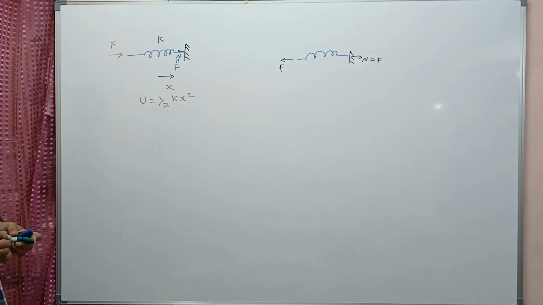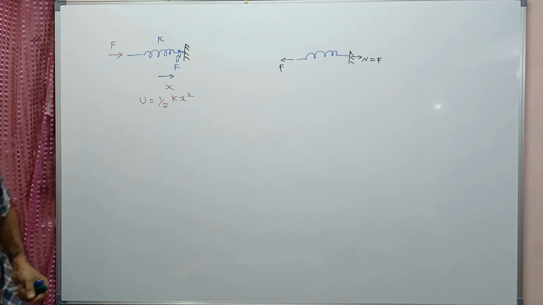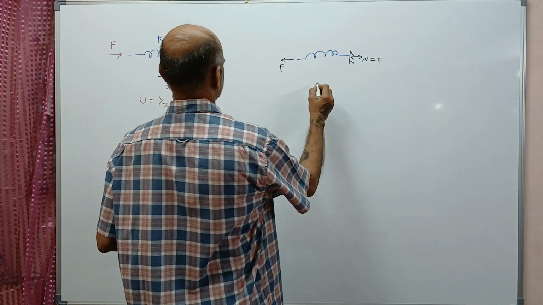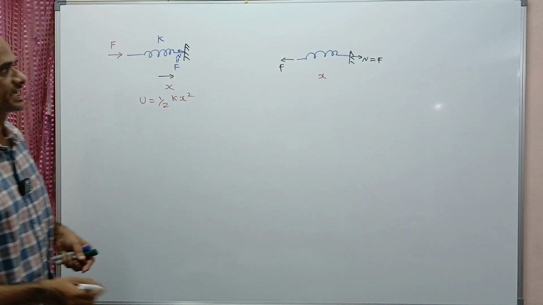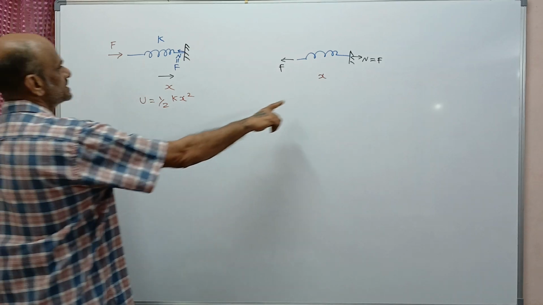So here if the spring gets stretched by an amount x, the energy stored in the spring will again be half k x square. Here it is compression, here it is stretching.